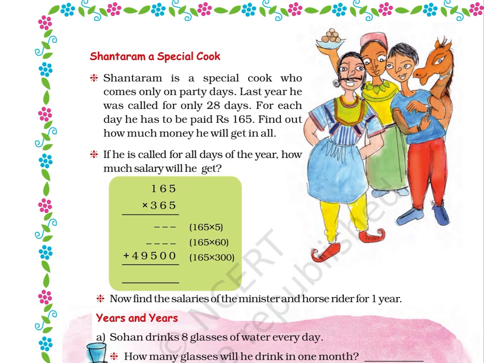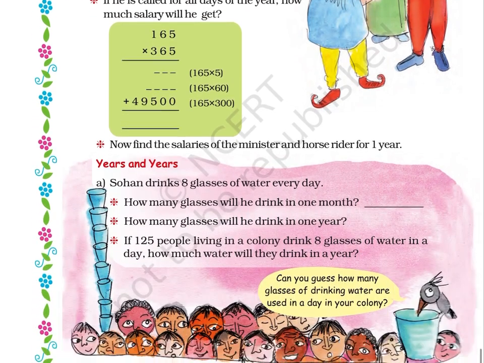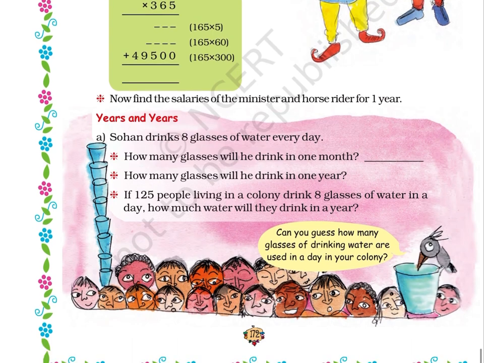After this, we have the calculations for this. The box is colored green. We have the number 165 written on top, and that is to be multiplied by 365, which is written in the next row. Notice the breakdown of the bigger numbers to make things easier. Now, find the salaries of the minister and horse rider for 1 year.